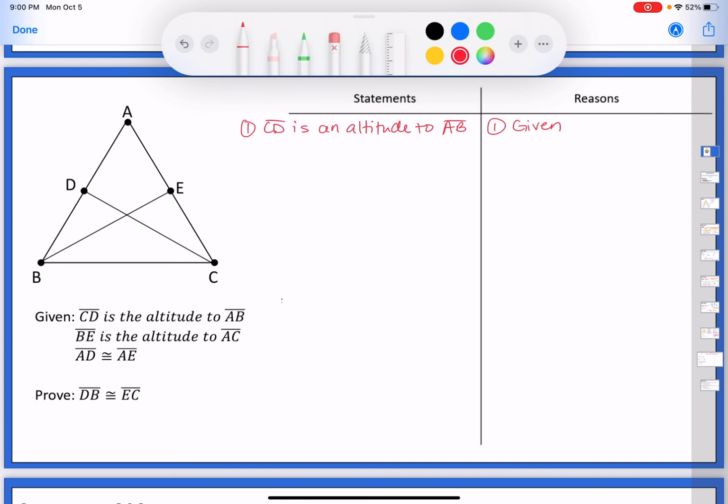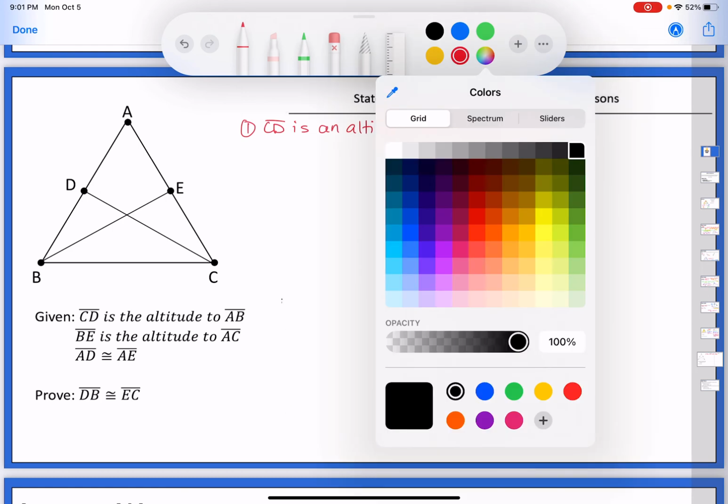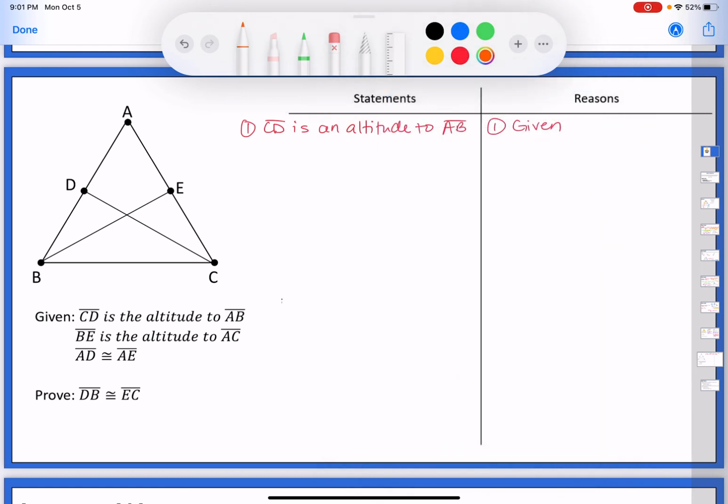Now, before I can really move on past this one, I really want to wrap my brain around what that means, right? CD is the altitude to AB. It means that I have right angles right here. So I could say angle CDA and angle CDB are right angles right now, just knowing that I have an altitude. So I'm going to include that in my statement because I'm sure that that's going to come into play. So I'd say angle CDA and angle CDB are right angles.